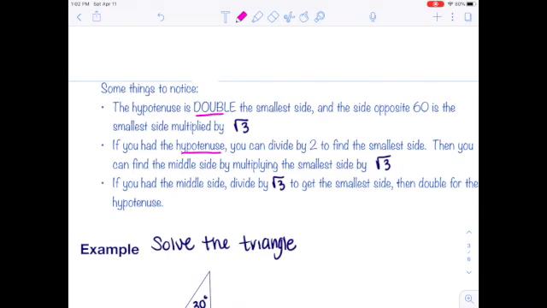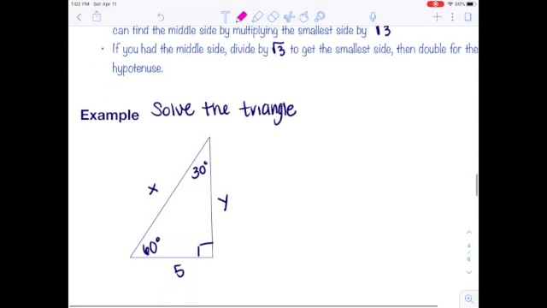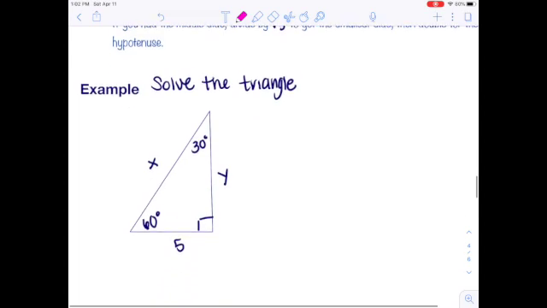Now, if you started out with the middle side, you want to divide by root 3 to get your smallest side and then double it for the hypotenuse. Okay, so all of this is kind of explained in our next couple of examples. So taking a look here, solve the triangle.